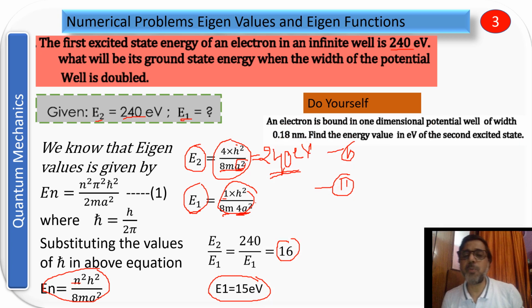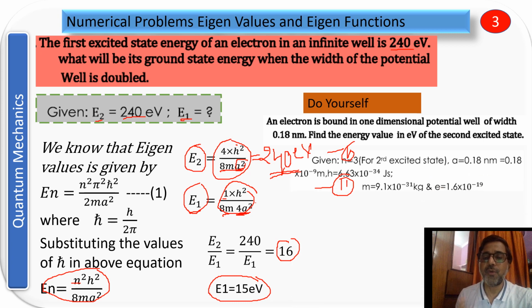An electron is bound in a one-dimensional potential well of width 0.18 nanometer. So what is given? A is given. Find the energy value in electron volt in the second excited state. The second excited state means n equal to 3. So what is given? n equal to 3 for the second excited state, and A is given as 0.18 nanometer, which I have converted into meters.